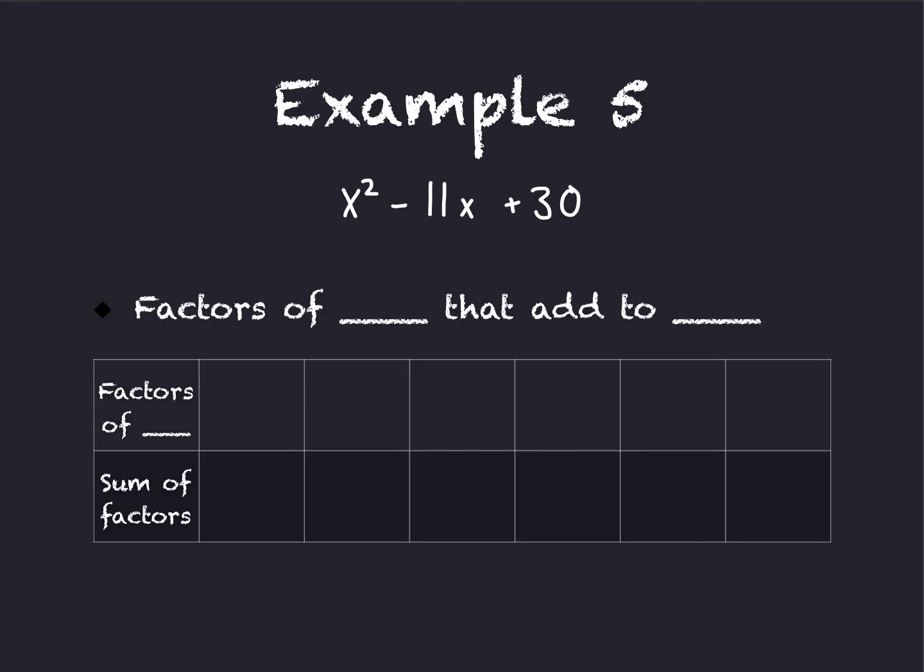All right, example 5. We're looking for factors of what? 30. Factors of 30, so it multiplies to give us 30 and adds to give us what? Negative 11. So what are two factors of 30? Awesome. That works. Negative 6 and negative 5. That multiplies and gives us what? Positive 30. And what's negative 6 plus negative 5? Negative 11. So that's exactly what we were looking for.